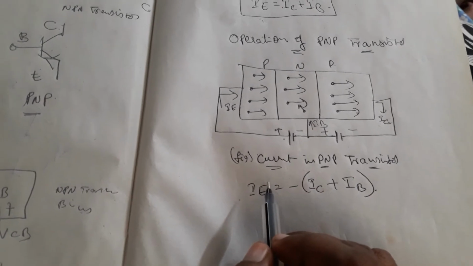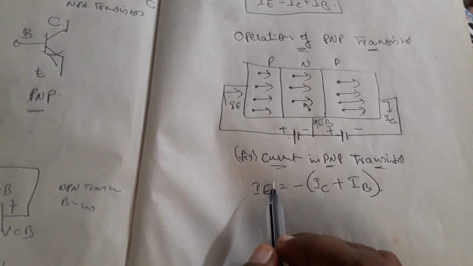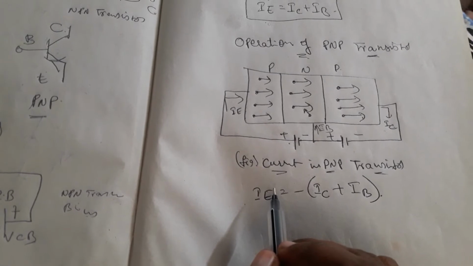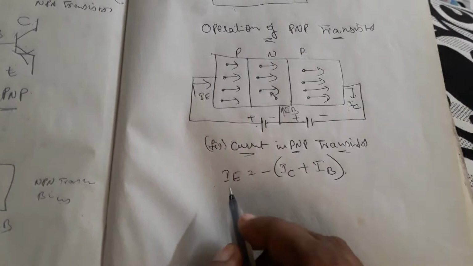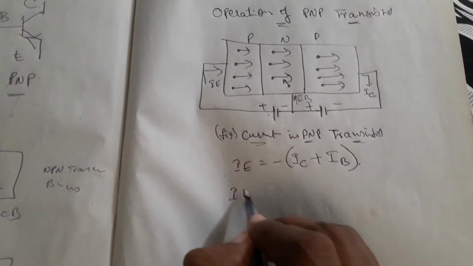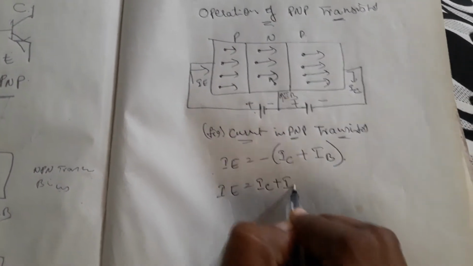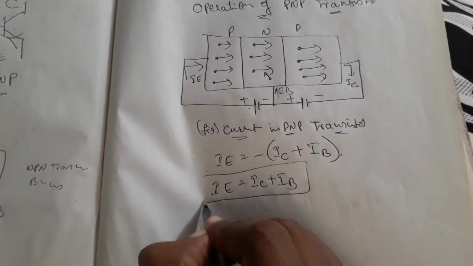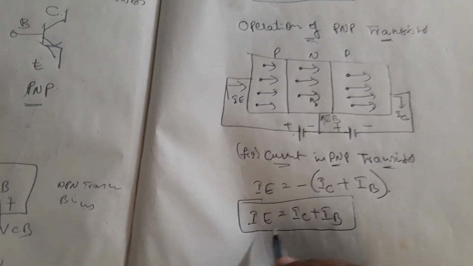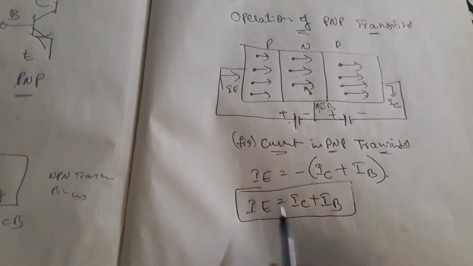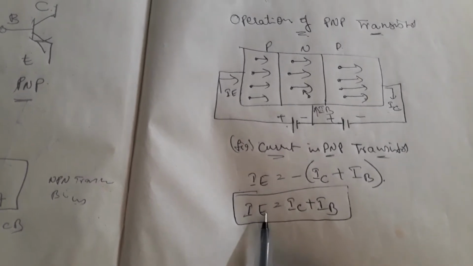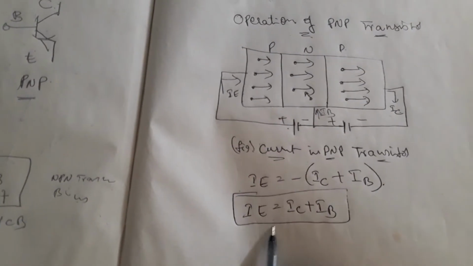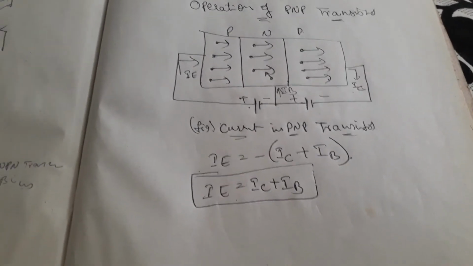In the external circuit of the PNP bipolar junction transistor, the magnitude of the emitter current IE, the base current IB and the collector current IC are related by IE equal to IC plus IB. This equation gives the fundamental relationship between the currents in a bipolar transistor circuit.